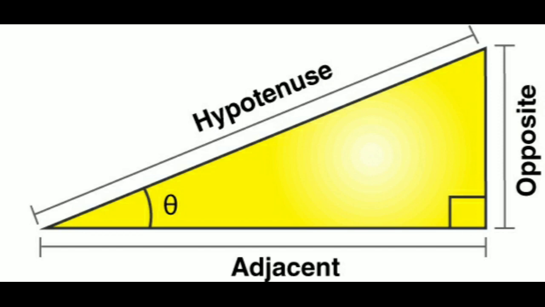Sin alpha minus sin beta equals 2 cos alpha plus beta by 2 into sin alpha minus beta by 2. Next, cos alpha plus cos beta equals 2 cos alpha plus beta by 2 cos alpha minus beta by 2. Cos alpha minus cos beta equals minus 2 sin alpha plus beta by 2 sin alpha minus beta by 2.